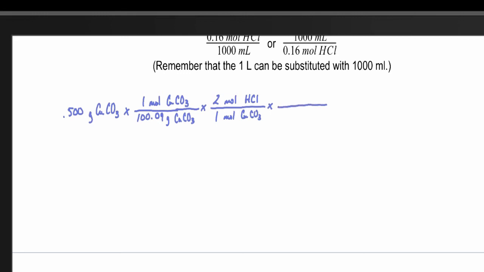We now use our molarity as a conversion factor. 0.16 moles of hydrochloric acid. That's going to go on the bottom, and we're going to put 1,000 milliliters on top because 1,000 milliliters is equal to 1 liter of solution.